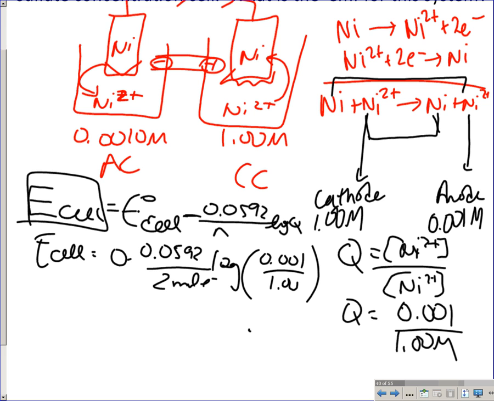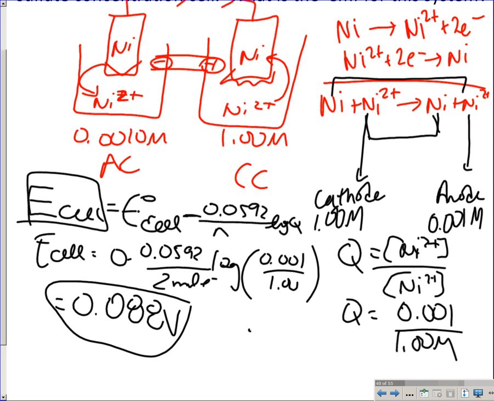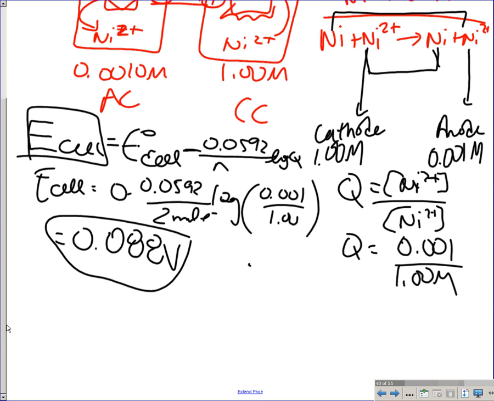Anybody? Give me a number. Point what? 088. Wow, that's tiny. Make a deduction for concentration cell voltage. It's not very effective. It would not be a good battery, right? So better batteries would have drastically different electrodes or reduction potentials, or electrodes that have different metals.